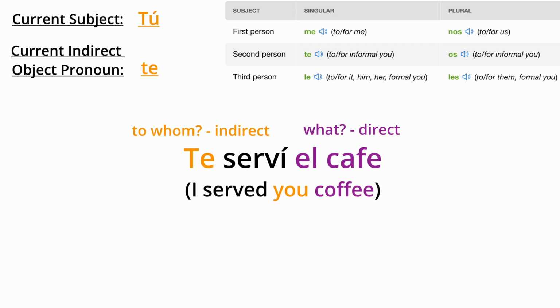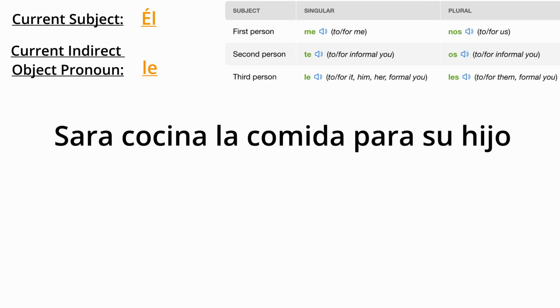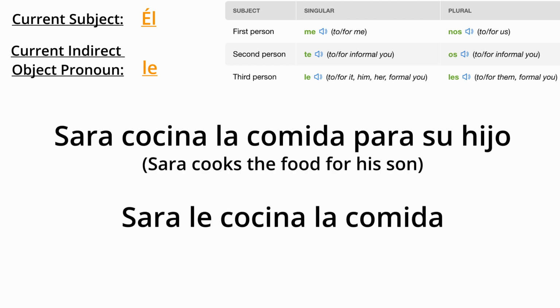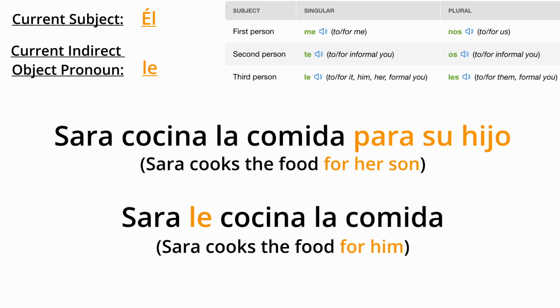Now the fun begins. We are entering the uncharted territory of the indirect object pronoun le, so brace yourselves. The first example is Sara cocina la comida para su hijo. Sara le cocina la comida. Sara cooks the food for whom? For her son. Notice how le here replaces not only su hijo, but also the word para, which means for in Spanish. That's very important to understand and always remember.